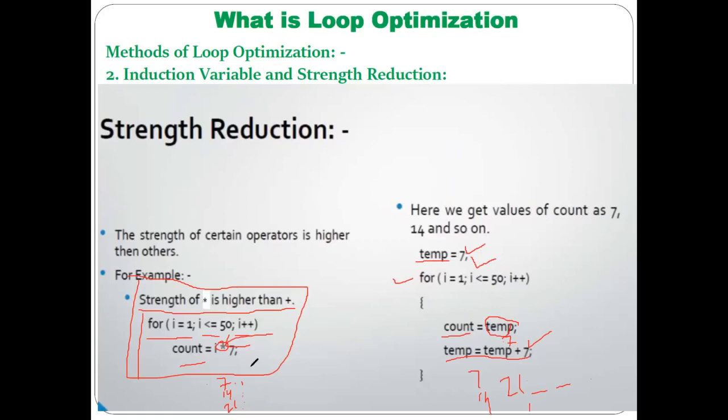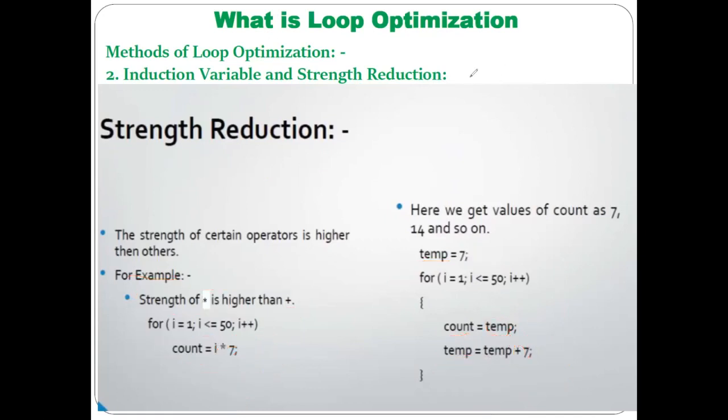What is the result coming from this code? The same result you are getting from this code also. The only difference is that you have replaced the high strength operator with the less strength operator. You have replaced the star with the plus, and still the result remains the same. That is called the strength reduction optimization technique, a loop optimization technique. Understood? So this is the strength reduction technique where the compiler tries to replace a high strength operator with a less strength operator, and because of that processing time gets reduced and execution speed gets improved. Okay, I hope all of you have got this technique.